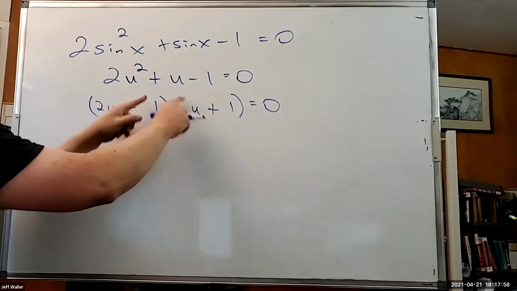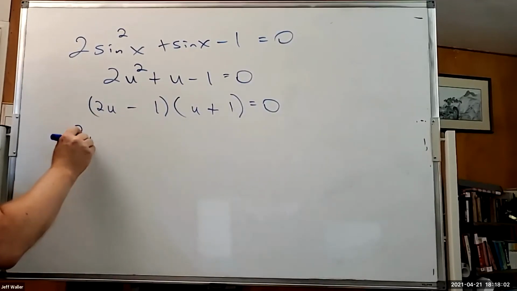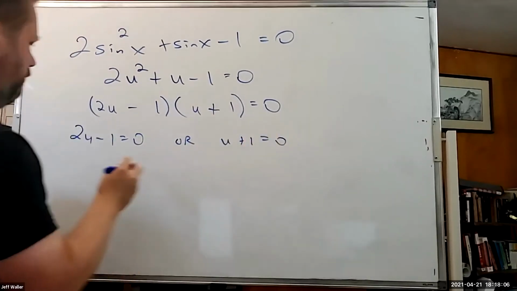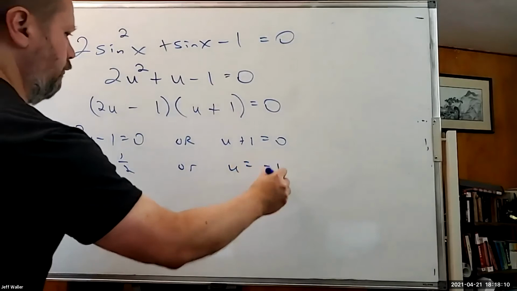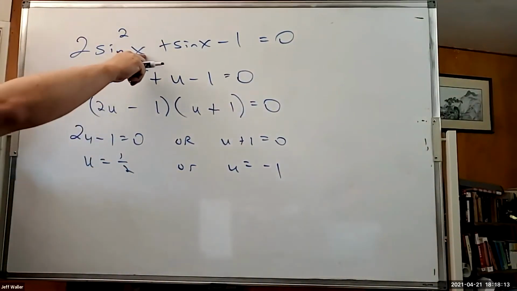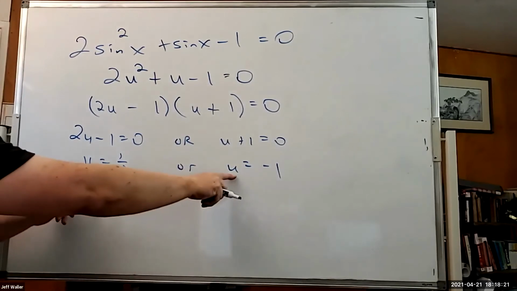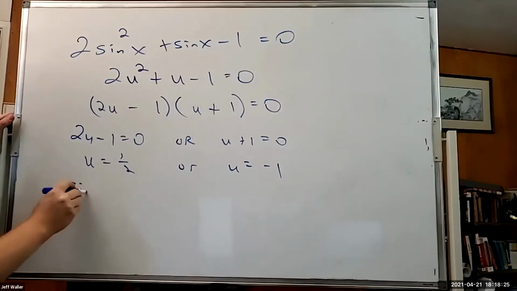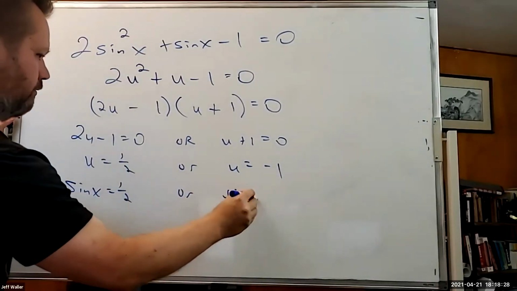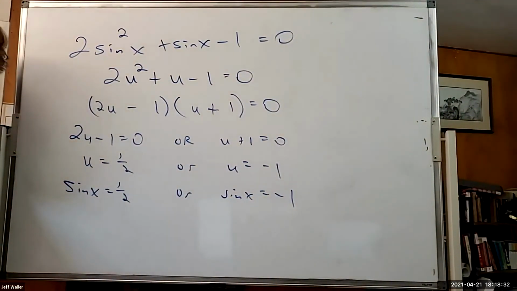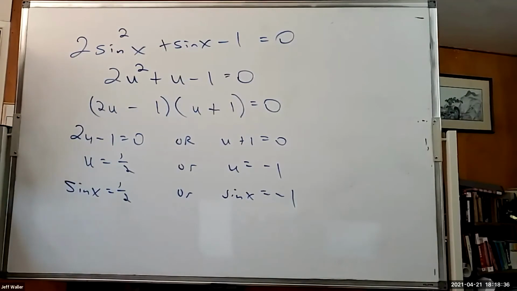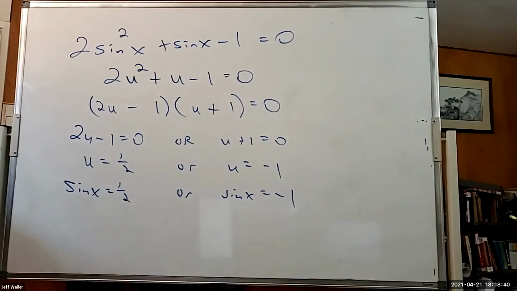So that means 2U minus 1 equals 0, or U plus 1 equals 0. So U is 1/2, or U is -1. Don't circle this, because the question doesn't care about U. You knew the problem didn't care about you. So I have to get it back in terms of the variable it wants, which is x. So this is sine x equals 1/2, or sine x equals -1. All right, finish it up. Solve. I think this is the first one we did, right? So you could just copy that down from your earlier notes.